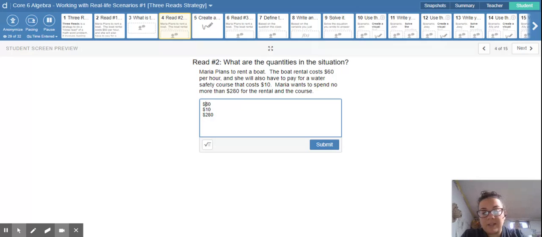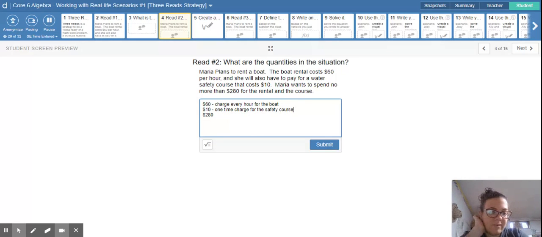And it's probably a good idea to have a little note for myself about what this is. So this is a boat rental fee. It says per hour. So it's a charge every hour for the boat. Okay, and then our $10 is a safety course. So it's a one-time charge for the safety course.